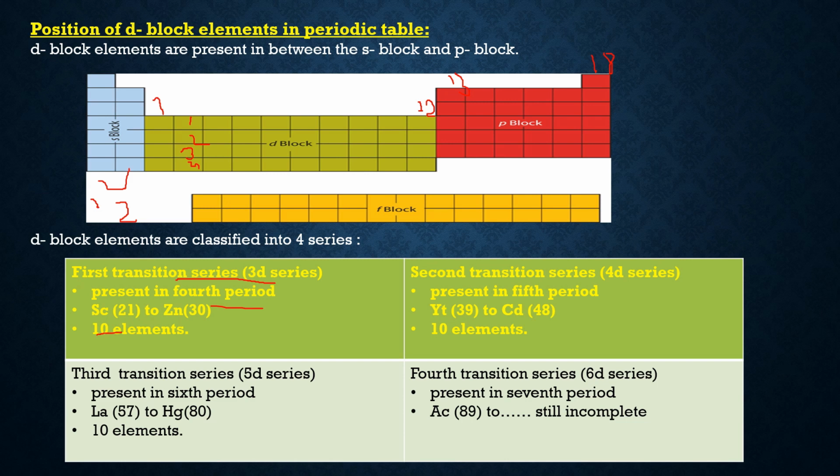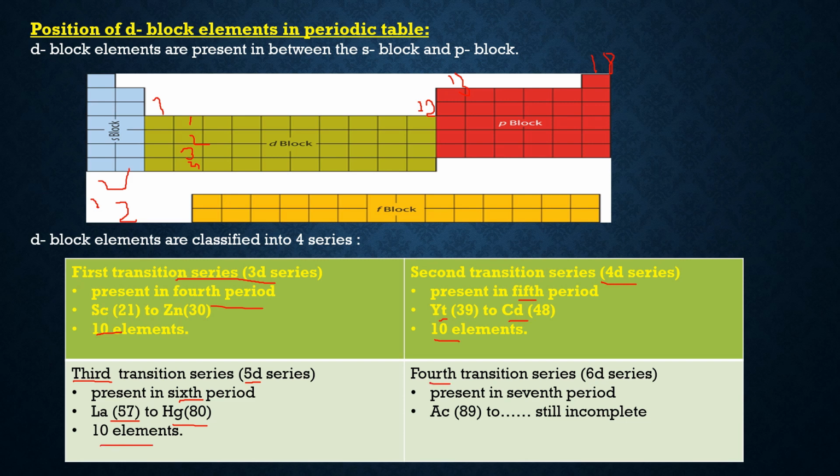Similarly, the second transition series is also called the 4d series. It is present in the fifth period and it starts with yttrium and ends at cadmium. Again, this series has 10 elements. Now the third transition series is also known as the 5d series. It is present in the sixth period of the periodic table. It starts from lanthanum, atomic number 57, and ends at mercury, that is atomic number 80. It also has a total of 10 elements.